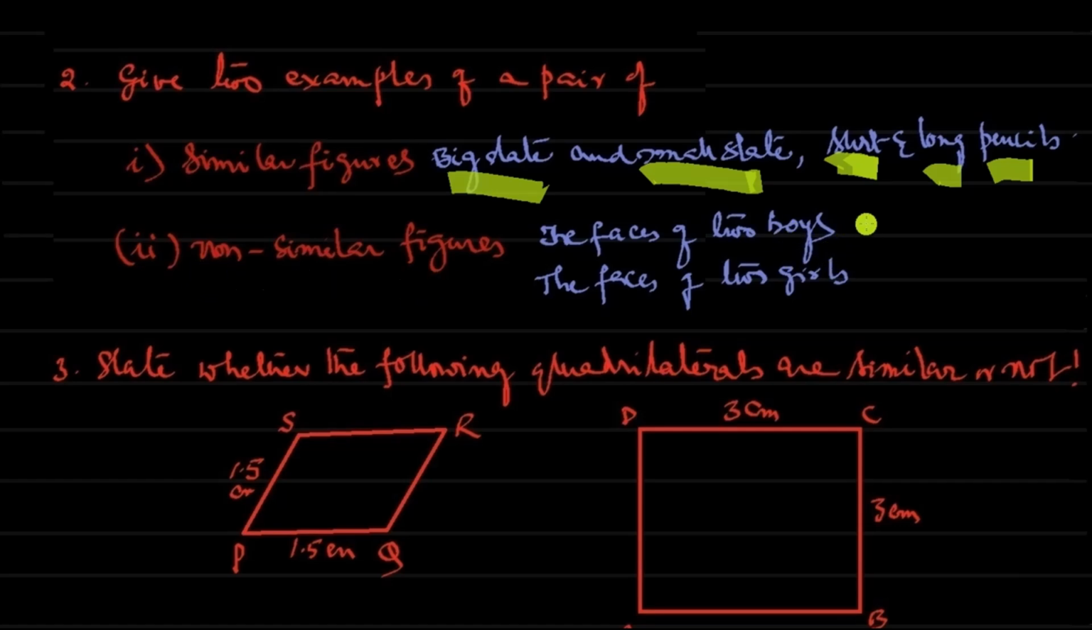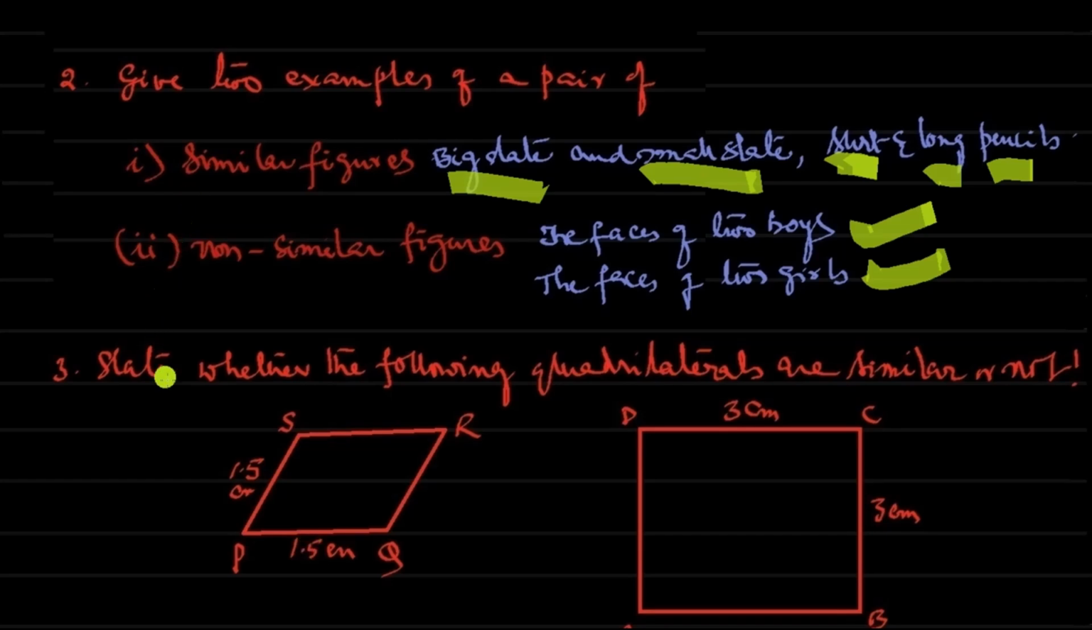Non-similar figures: you can give millions of them. For example, two boys are there, their faces are not similar. If their faces were similar, we cannot distinguish them. Who is Ram and who is Soma? Both look alike. The faces of two girls, those are the two examples.